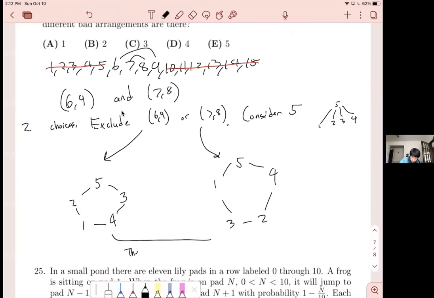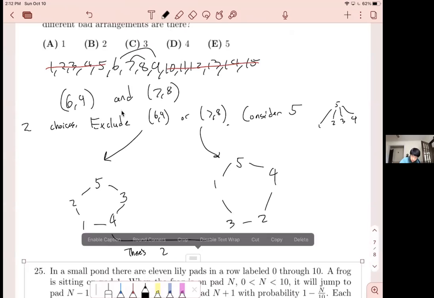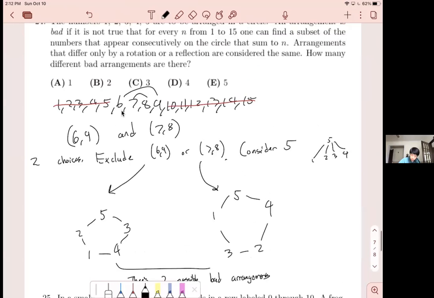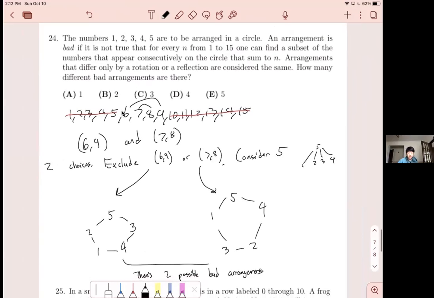So there are 2 possible bad arrangements. There's only 2 of them, and it's this 1, 2, 5, 3, 4 and 1, 5, 4, 3, 2.